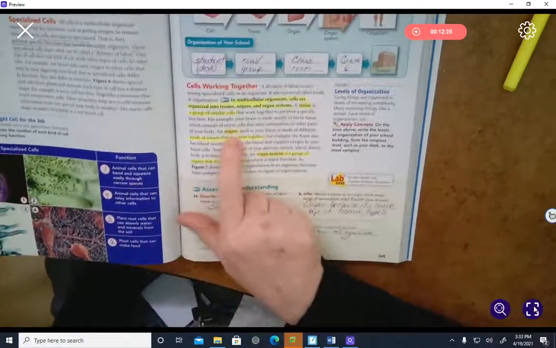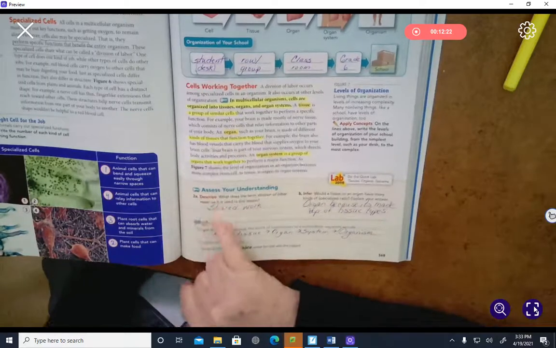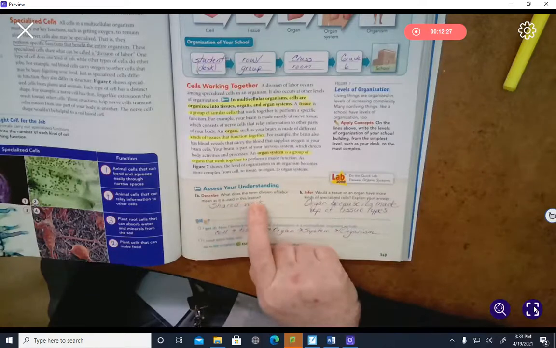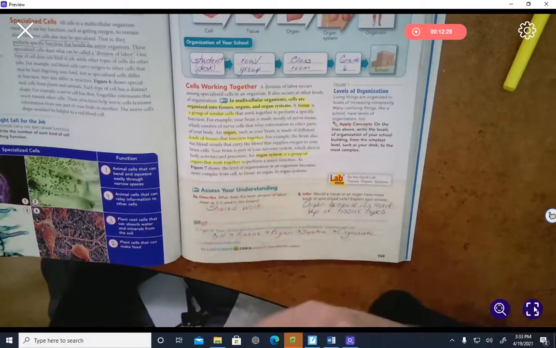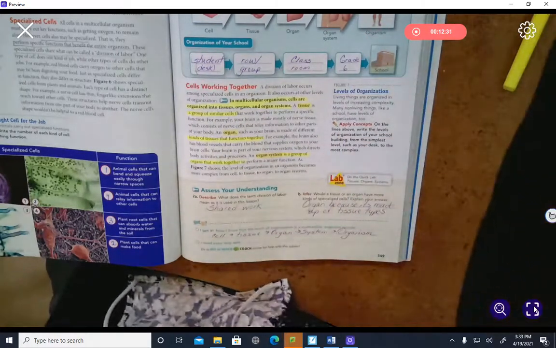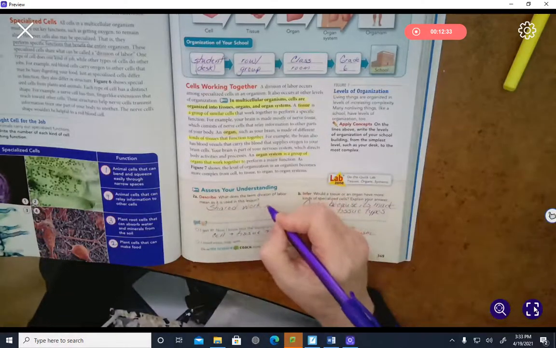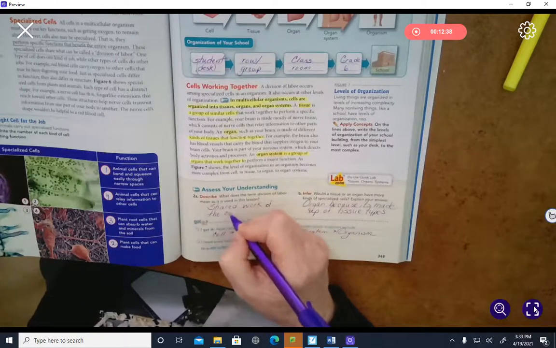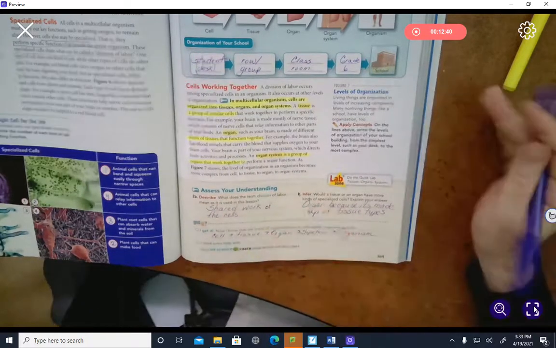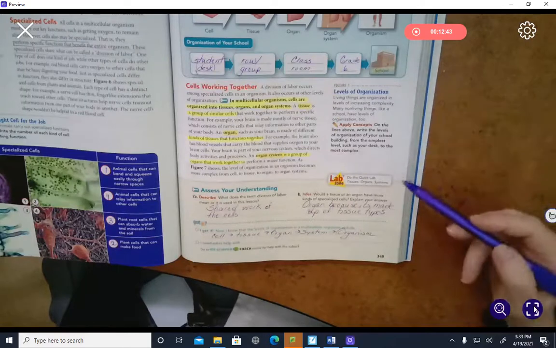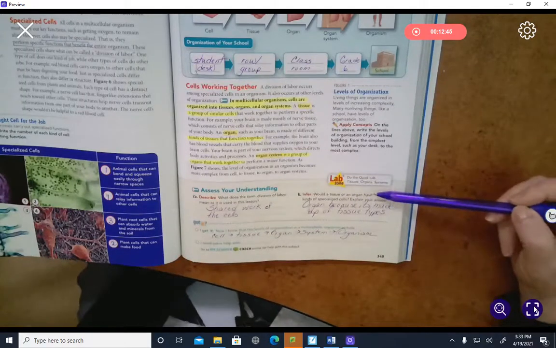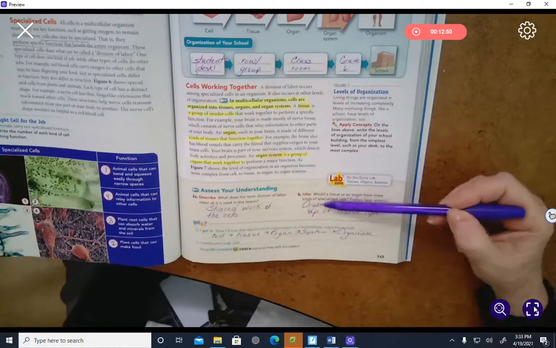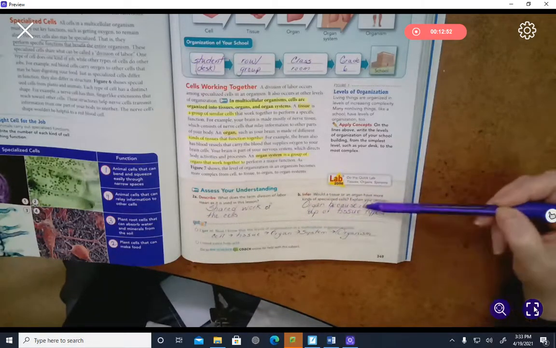Okay, so I highlighted what an organ was, and I'm going to answer these questions. What does the term division of labor mean as it is used in this lesson? I think it's just the shared work of the parts of the cell, or of the cells as they work together to form a tissue. Would a tissue or an organ have more kinds of specialized cells? I think it would be an organ, because an organ is made up of many different types of tissues.